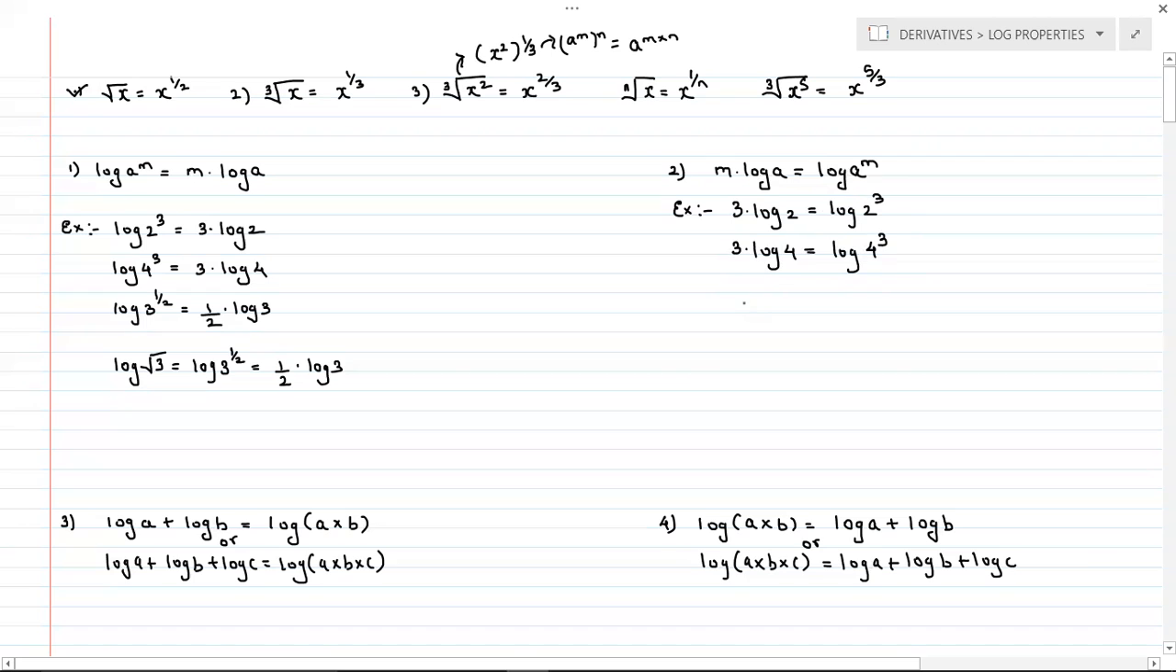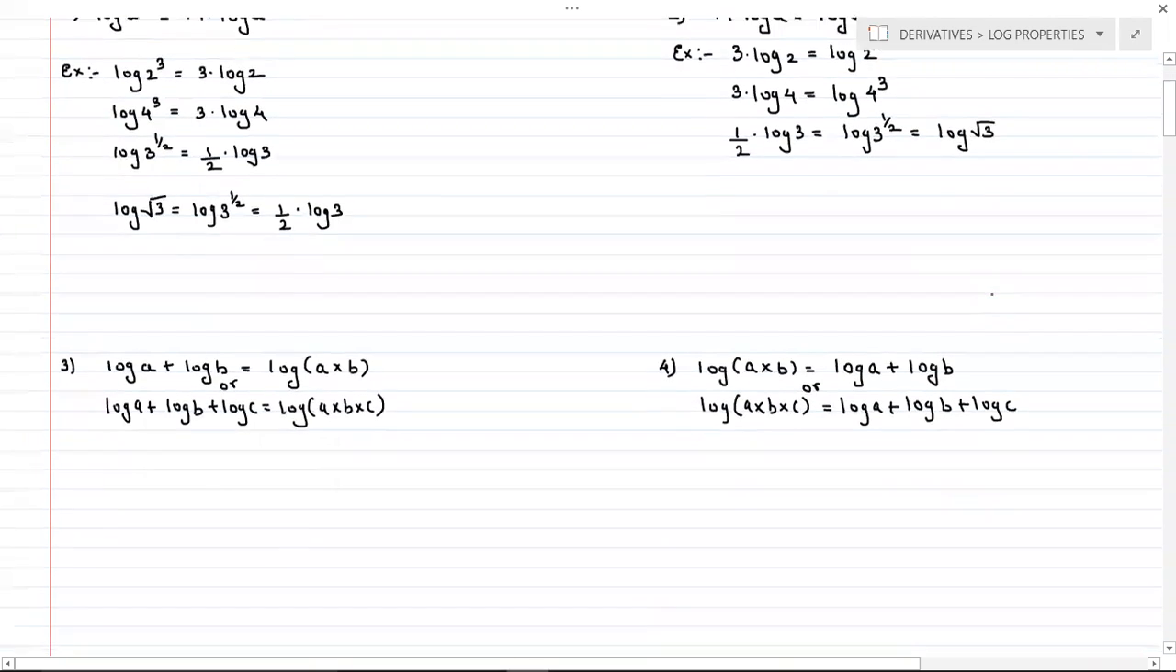Okay, suppose if I say now 1 upon 2 into log 3, so it can be written as log 3 raised to 1 by 2. And we know that any number raised to 1 by 2, 1 by 2 indicates what? It is a square root. Okay, so this is the property number 2. I hope you all understood the first and the second property with the example. So let's move on to the next property.